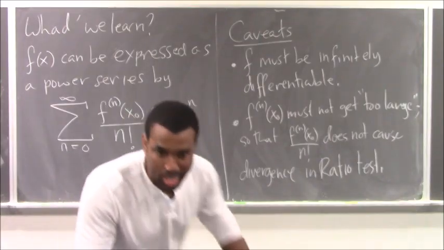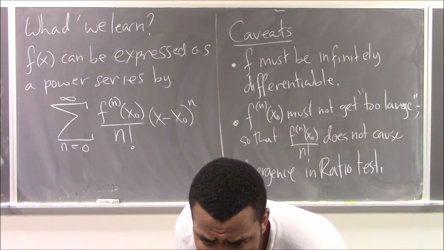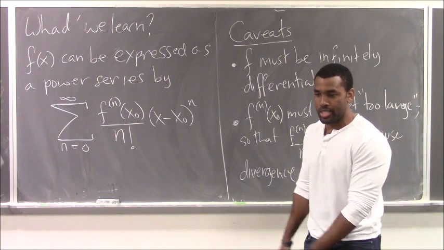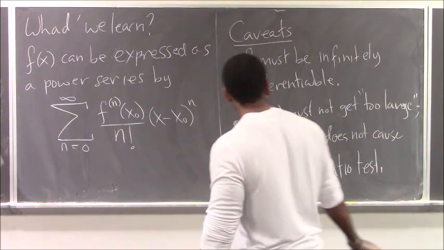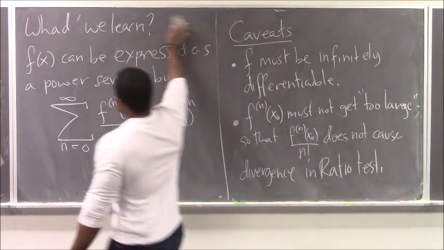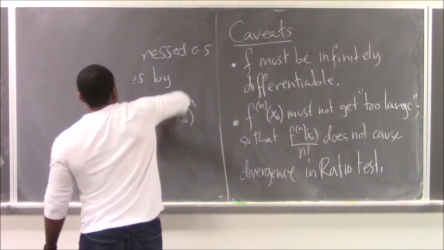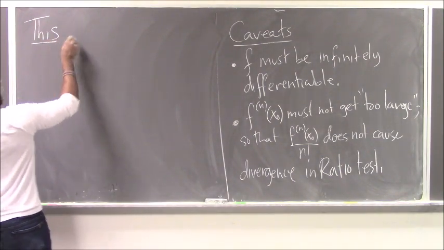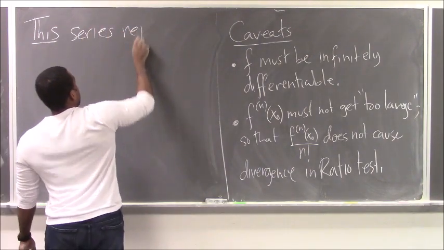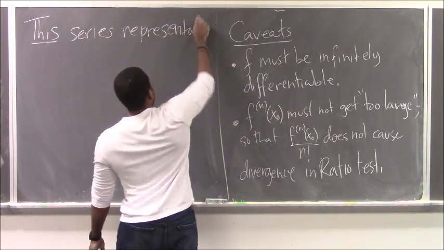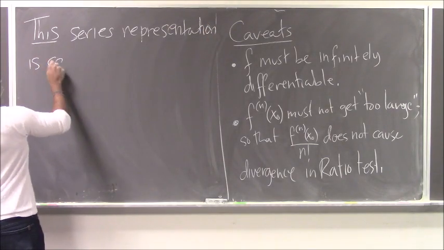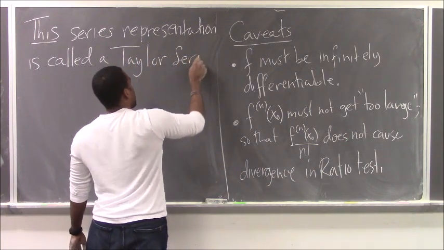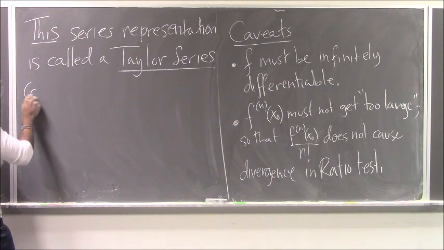Does anyone know what this is called? Oh, yeah, all right, yeah. So David just gave it. It's called a Taylor series. So it's named after a mathematician, Taylor. So this series representation is called a Taylor series, centered at x naught.